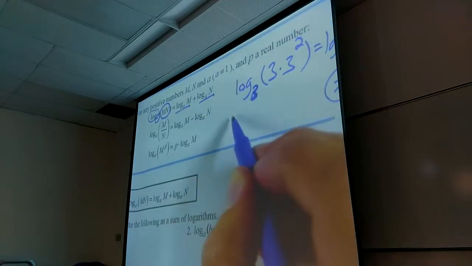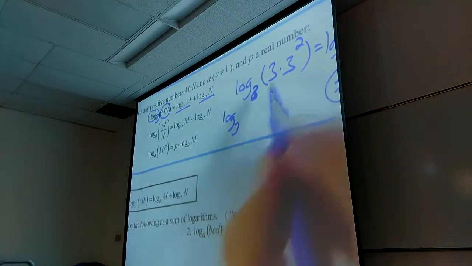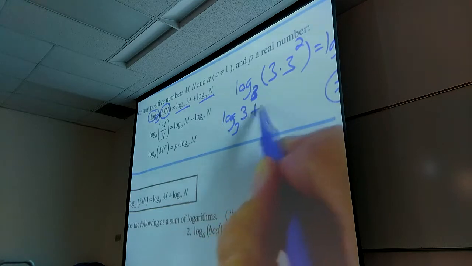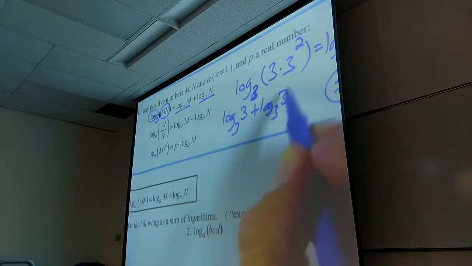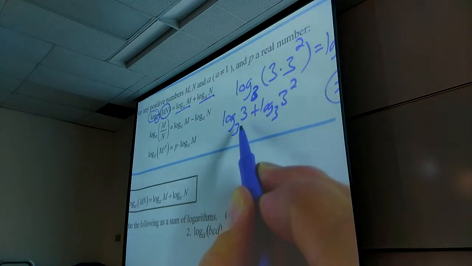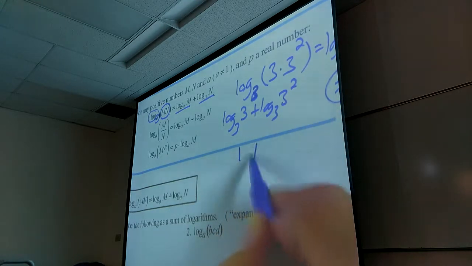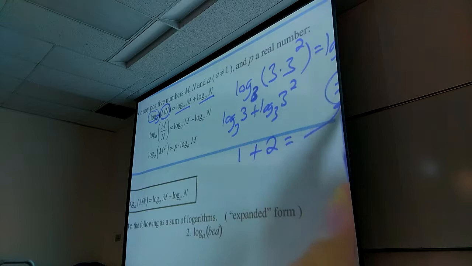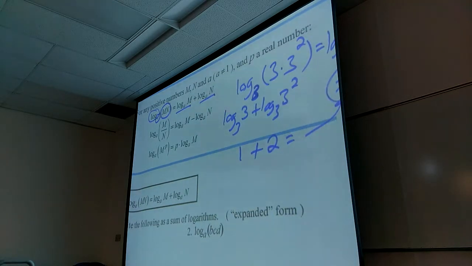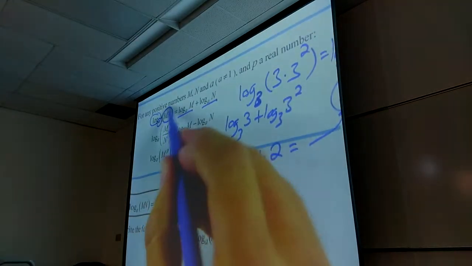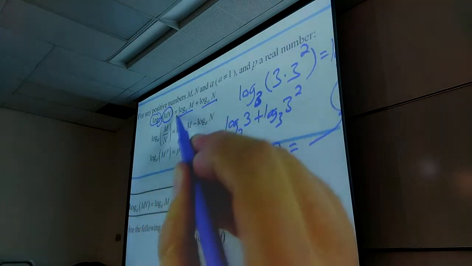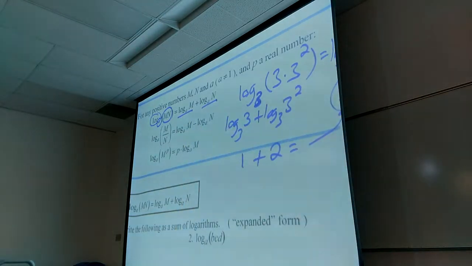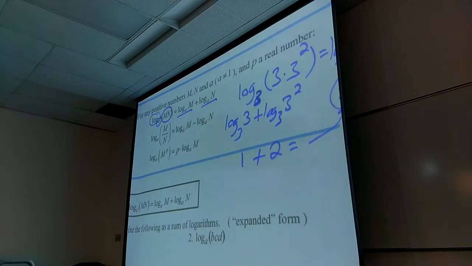So here, what would this be officially? This would be log base 3 of 3 plus log base 3 of 3 squared. Well, what's log base 3 of 3? 1. What's log base 3 of 3 squared? 2. And 1 plus 2 is 3. The same thing. So that's all that property is showing: the power on the product of things with like bases is the sum of the powers on each. We already knew that. It's the property of powers.